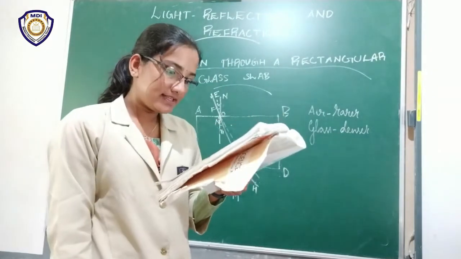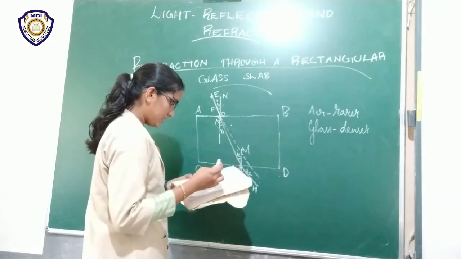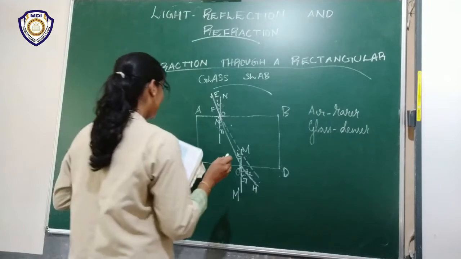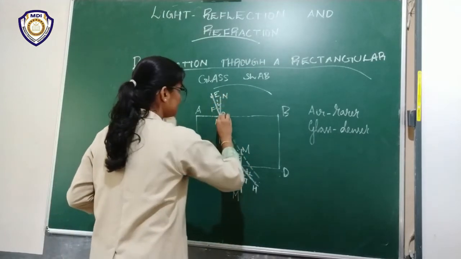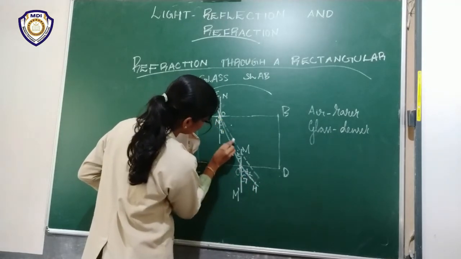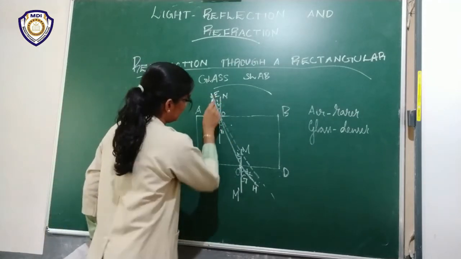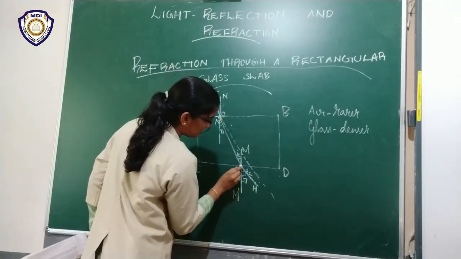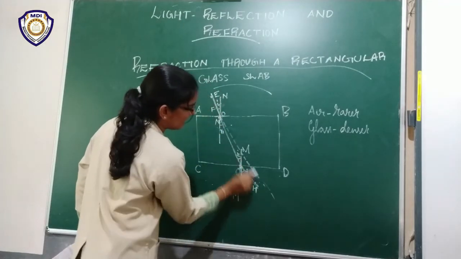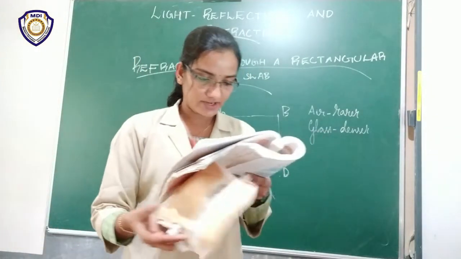You may observe that the emergent ray is parallel to the direction of the incident ray. This is the incident ray EO. The emergent ray is parallel to the incident ray.